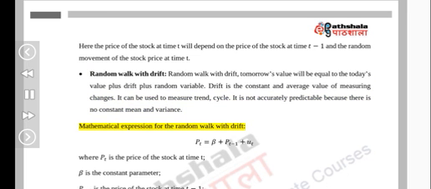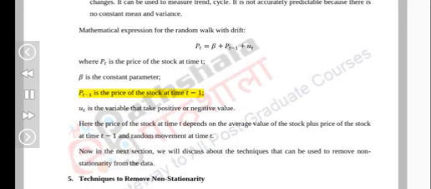The mathematical expression for the random walk with drift is P_t equals beta plus P_(t-1) plus u_t, where P_t is the price of the stock at time t, beta is the constant parameter, and P_(t-1) is the price of the stock at time t minus 1.